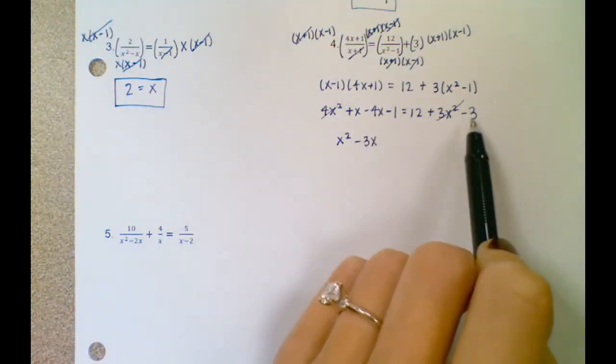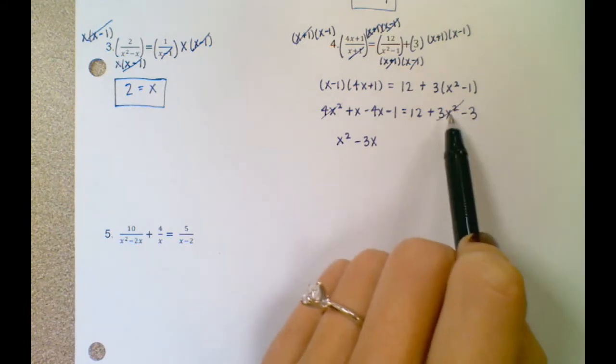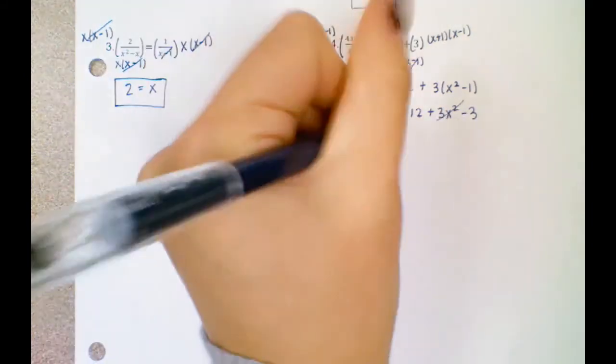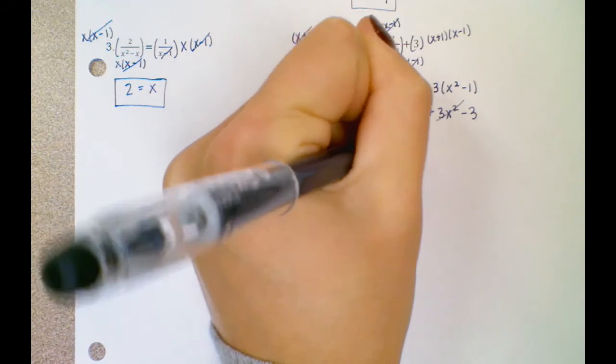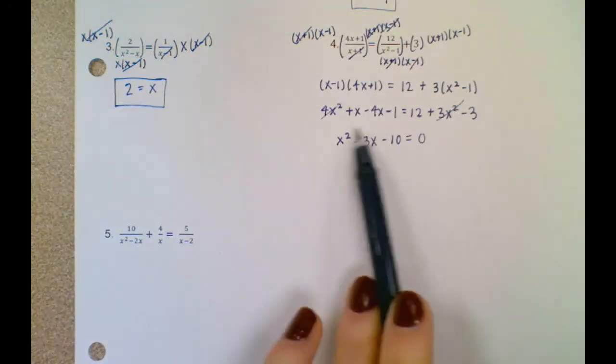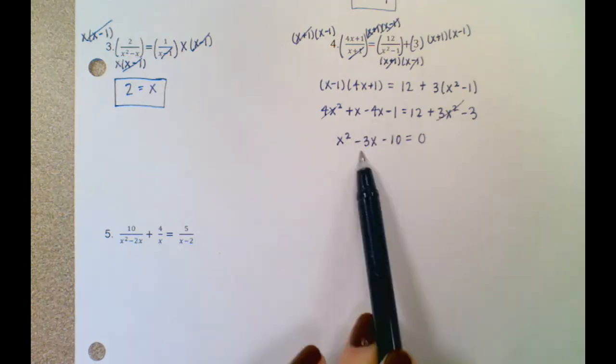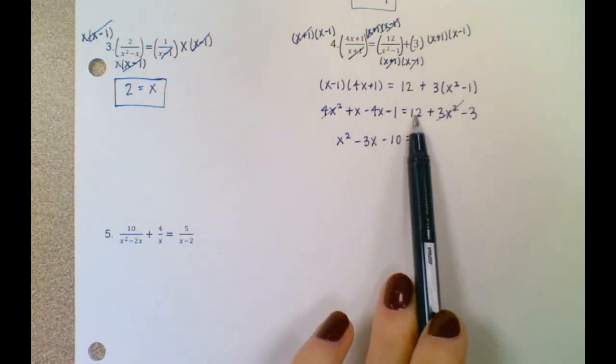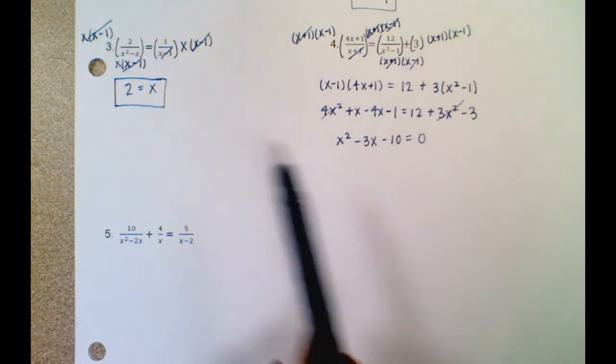And if I add, 12 minus 3 is 9. Positive 9. If I subtract that, that's going to give me negative 10 over here, equals 0. So now everything is gone on that side. Let me just double check that one more time before I continue. Negative 3, let's see. 10. Okay, yep, we're good.